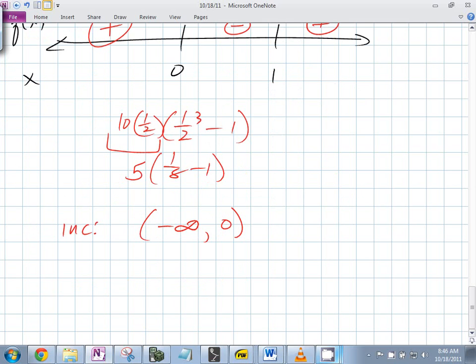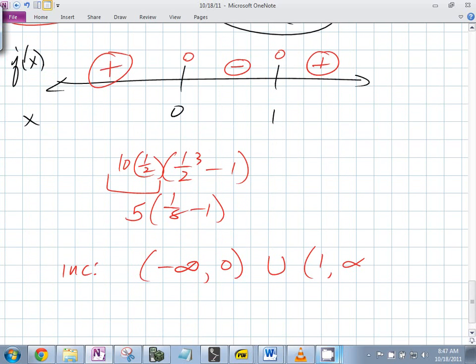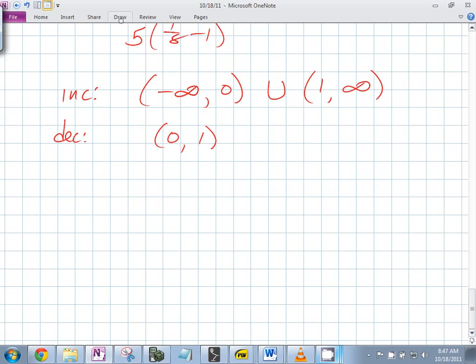No, and where else is it increasing? 1 all the way to infinity, which you can't get to, but you use open intervals, right? And where is it decreasing? 0 to 1. Exactly. So now we have the intervals of increase and decrease, which leads us nicely into the next step, which is what?